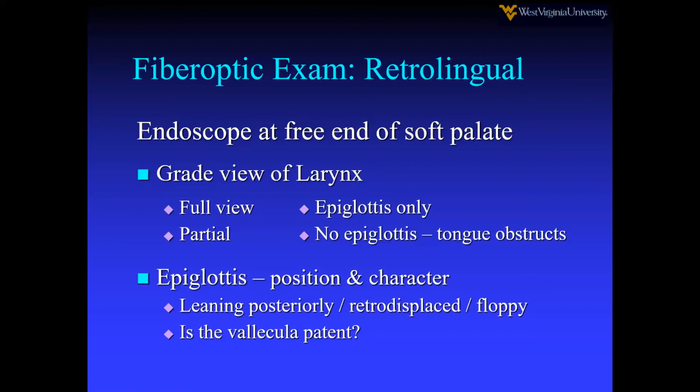And then the character of the epiglottis. Is it leaning posteriorly? Is it floppy? Does it get sucked back into the larynx? Does it fold from lateral to medial? Is it an omega epiglottis? And is the vallecula patent?